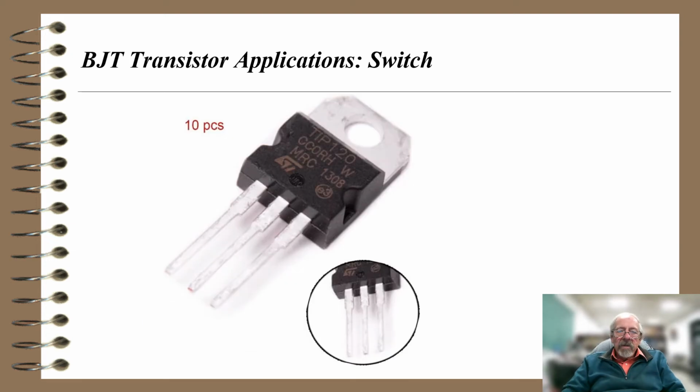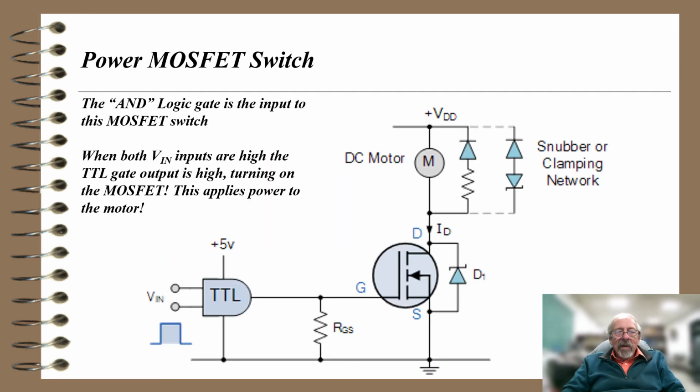Okay, let's go to the next slide. So what do these things look like? Basically a device like this. Notice there's kind of a heat sink connection on it. There's a metal back to it and a hole through it, so I can screw it to a heat sink. And notice there are the 3 leads. The diagram of 10 pieces probably came from a vendor who wanted you to buy 10 of these at a time. Let's take a look at a power MOSFET switch.